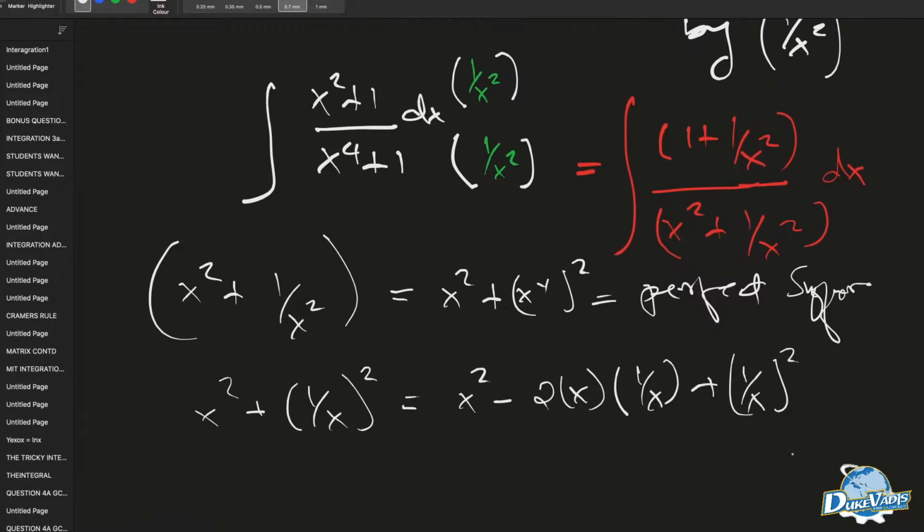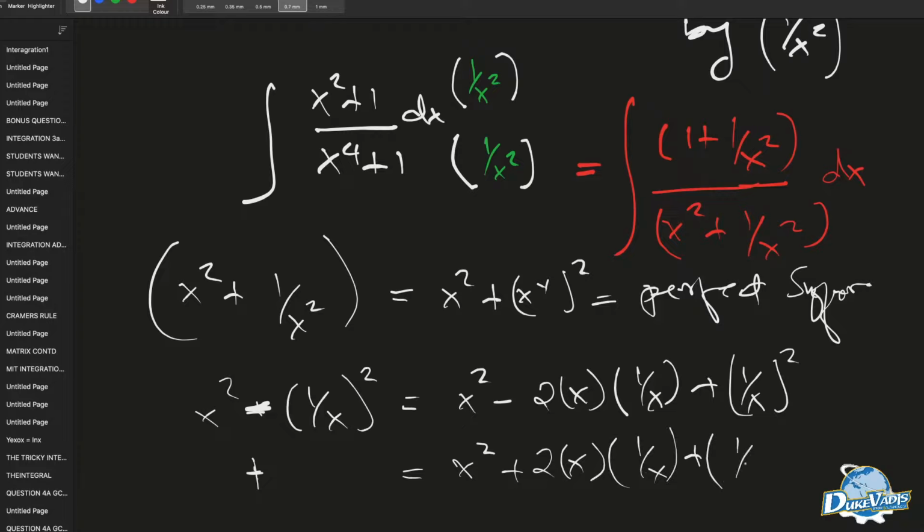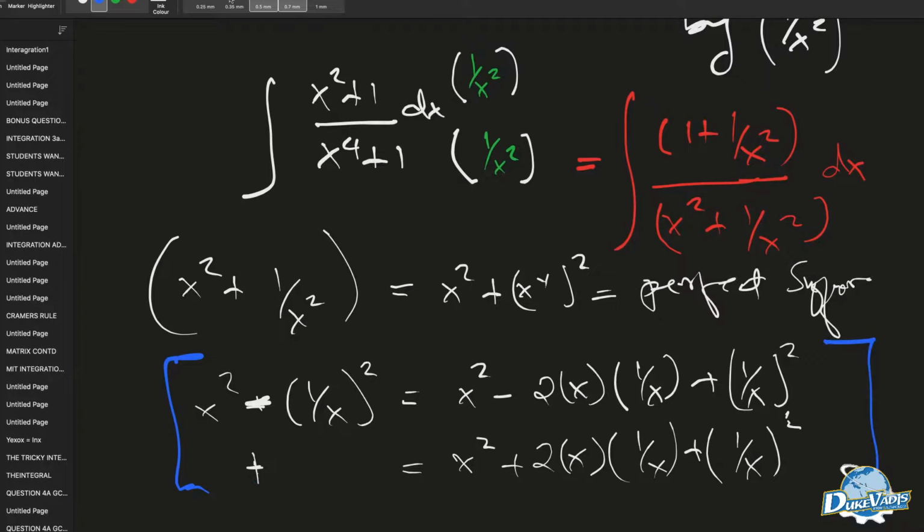Similarly, if this is going to be minus, that's what we get: x squared minus 2x times 1 over x plus 1 over x squared. When this is a plus, we are going to get x squared plus 2x times 1 over x plus 1 over x squared. Look at it very carefully. It's just beautiful. This will help us to simplify the integration.